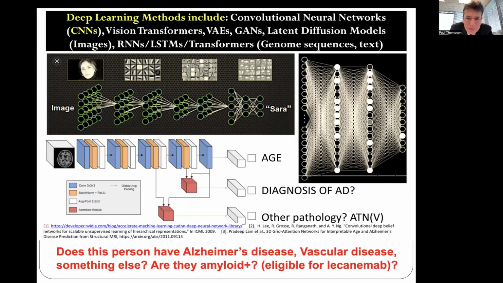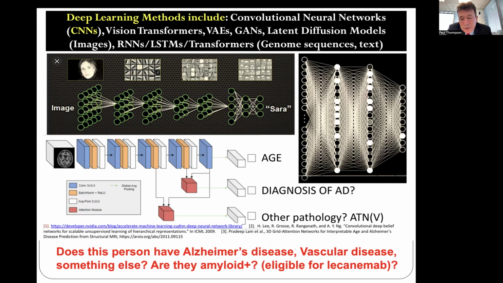In medical imaging, the same concept is adapted, where the input is a medical image. There's the MRI on the left. And you would train a deep neural network to identify something simple like the person's age, just to test it, or whether they have a diagnosis of something like Alzheimer's disease or some other pathology. It might be amyloid or tau or vascular disease.